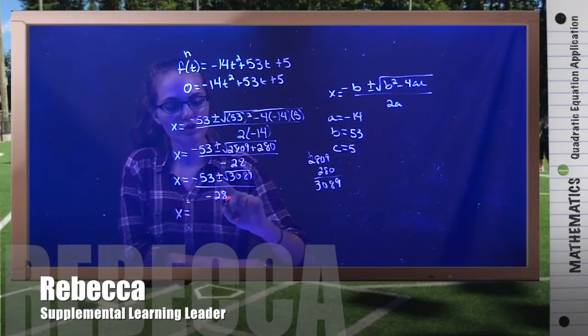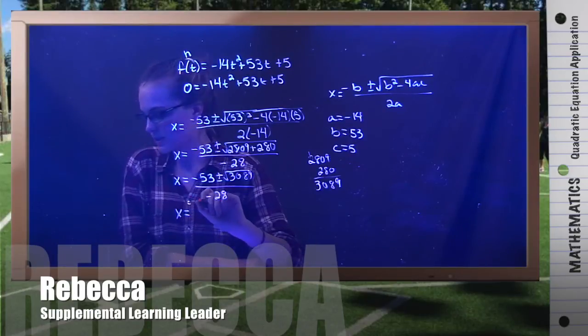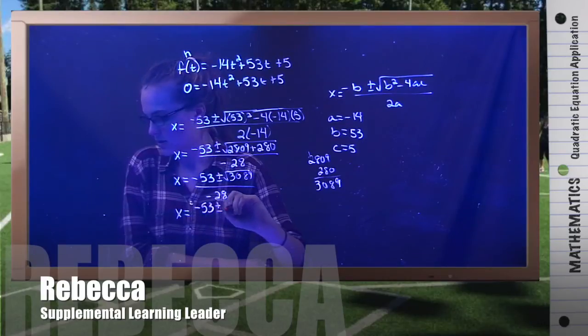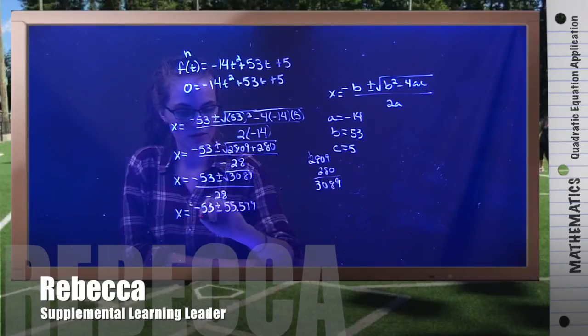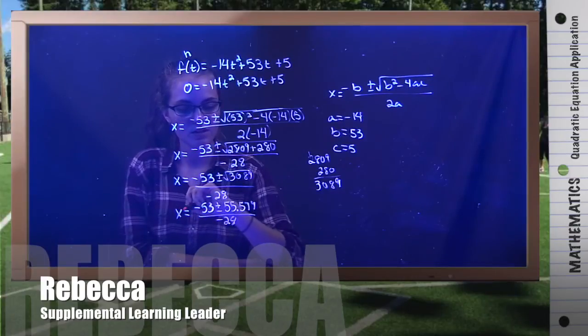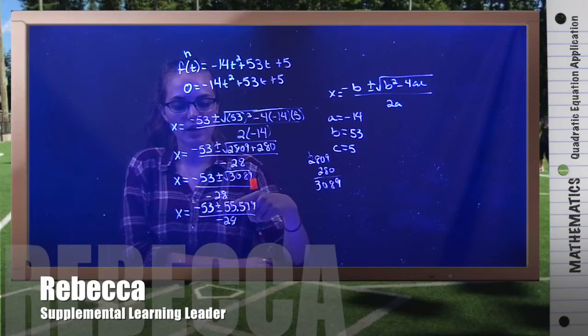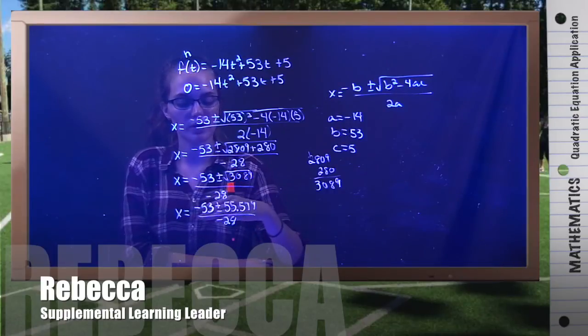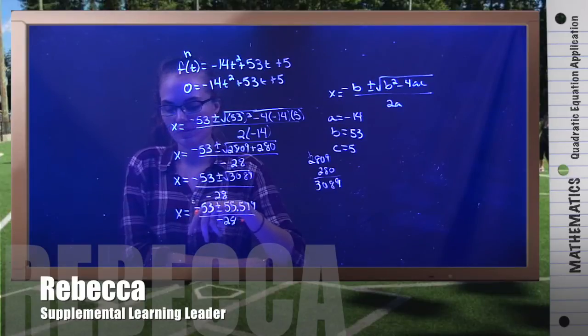And then when you plug this into a calculator to get a decimal, you get 55.579 all over negative 28. Now, there can only be one answer to this question because the ball can't hit the ground twice. So we have to figure out which one is correct and which one to use.